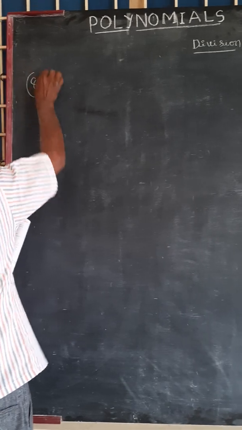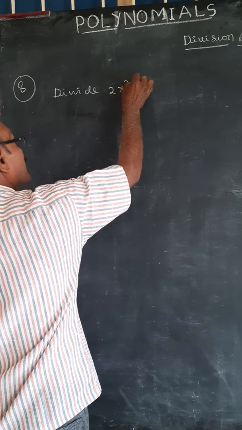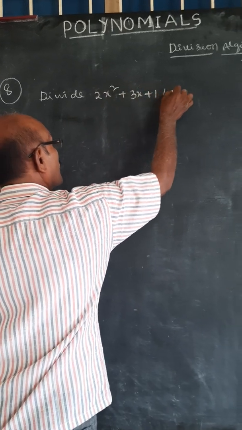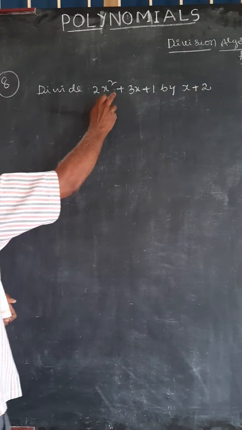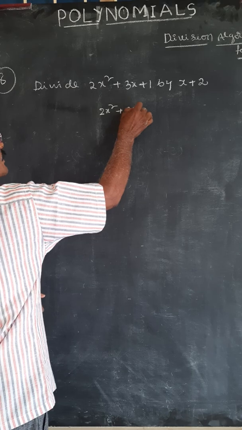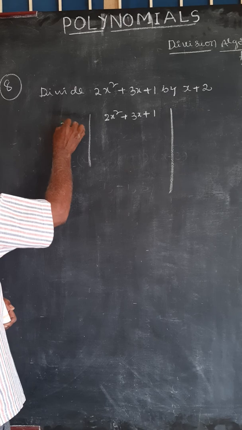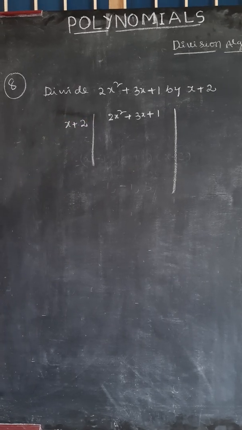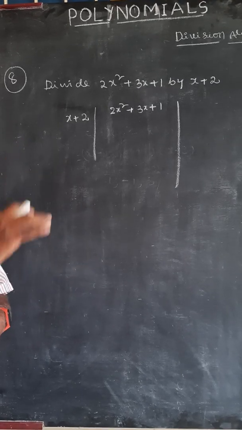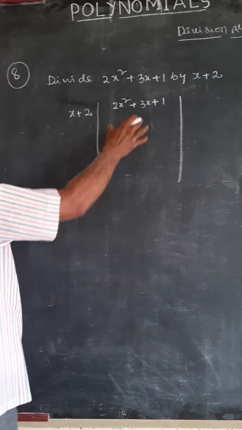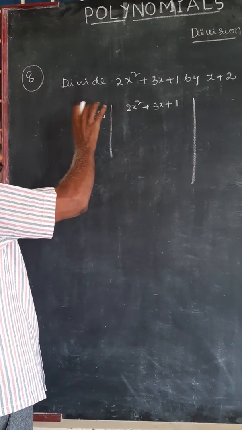Divide 2x square plus 3x plus 1 by x plus 2. This 2x square plus 3x plus 1 is called dividend and x plus 2 is called divisor. So always write the dividend and divisor in descending order according to the powers. Already this is in descending order, dividend and divisor also in descending order according to the powers.